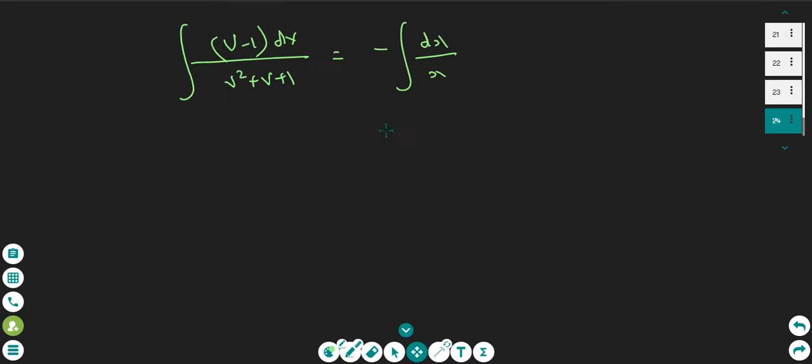So let's do it like this. We are going to presume that we have v squared plus v plus 1 in the denominator. If I differentiate that with respect to v, I will get 2v plus 1. Do I have 2v plus 1 in the numerator? I don't. But I'm going to convert the numerator like this. For that I have to make some adjustments. Understood? So let's see how to do this.